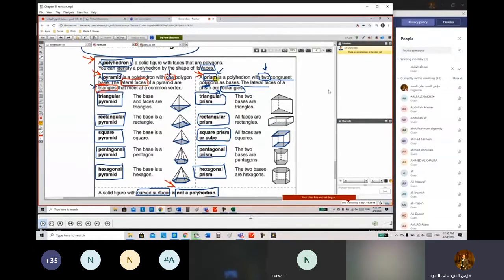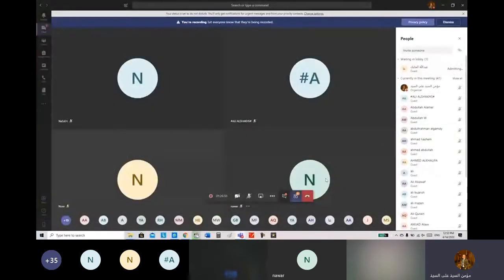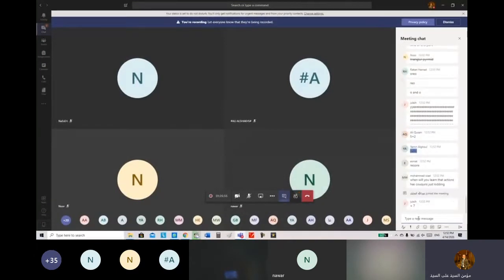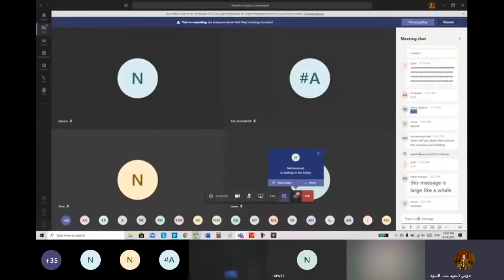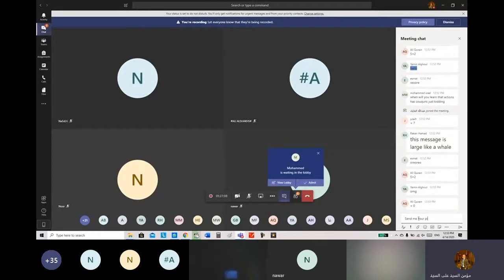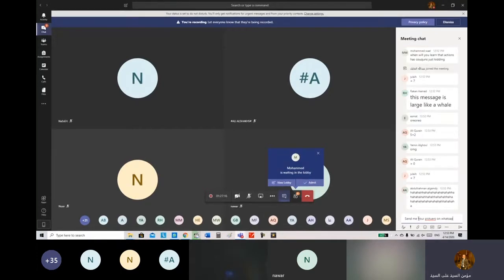What about the prism here? The prism is a polyhedron with two congruent bases, okay? And the lateral faces are rectangles. So we have a triangular prism. We have two bases in the shape of triangles. Rectangular prism, we have two bases in the shape of rectangles. Square prism or cube, we have two ways to call it because we have two bases of squares.